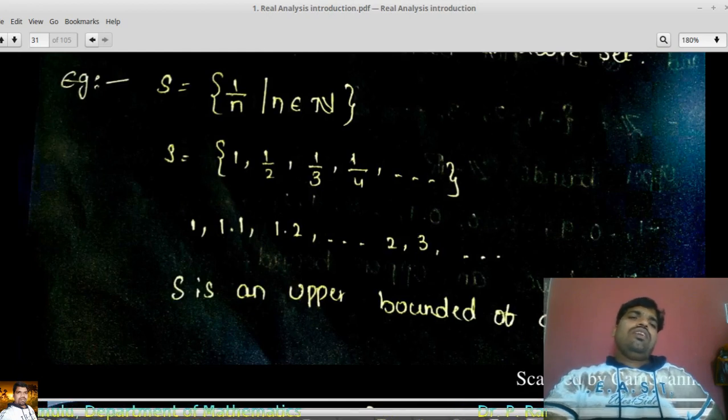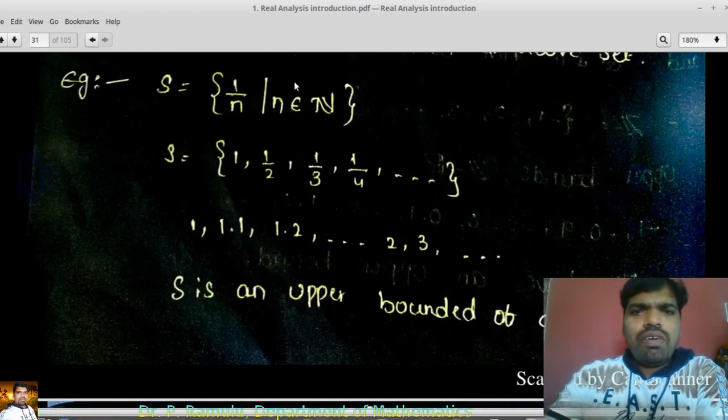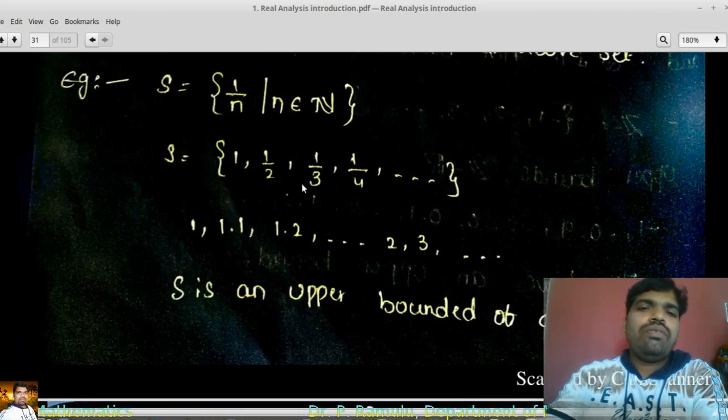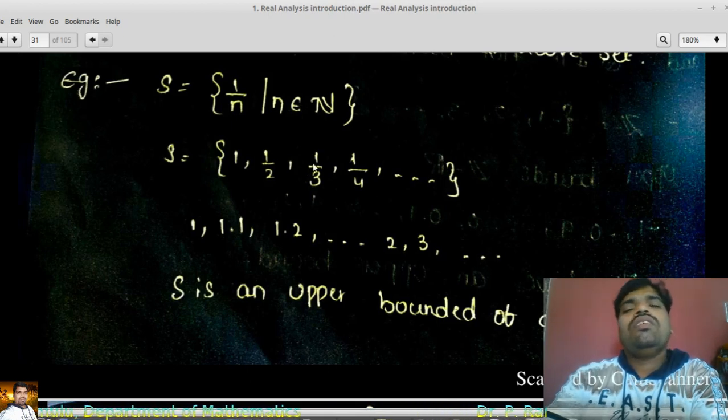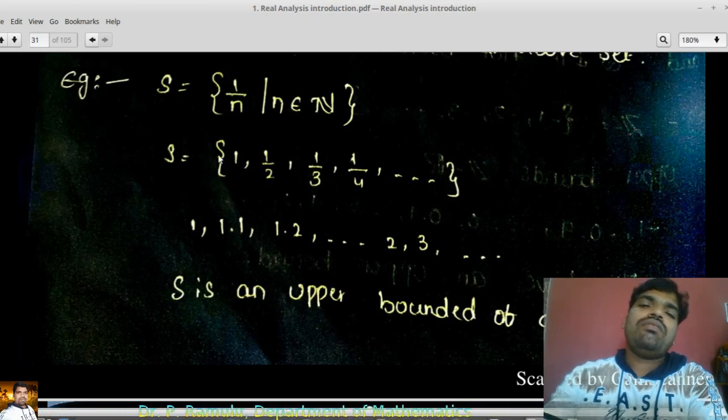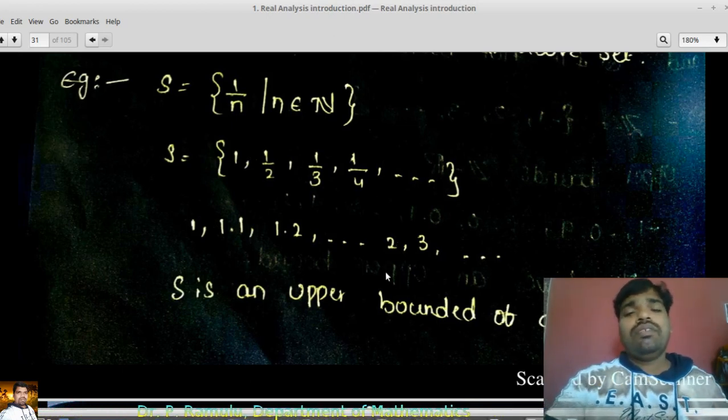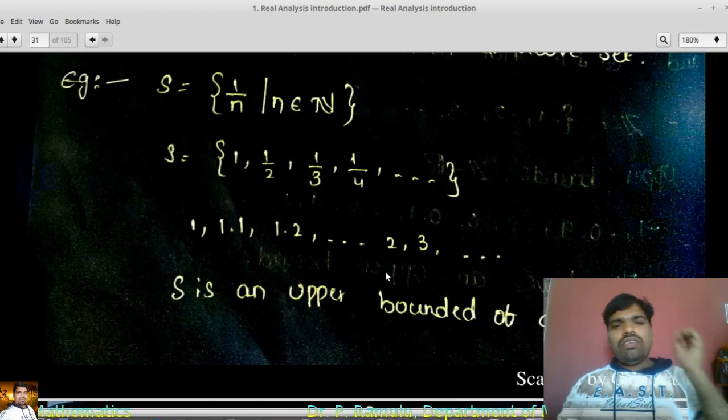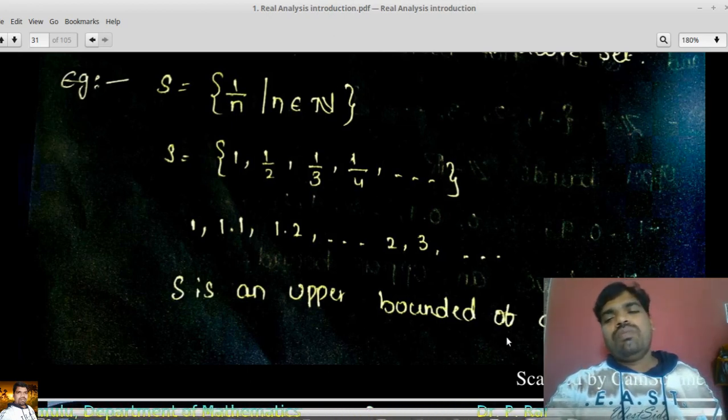So I am taking another example. S is equal to the set of 1 by n such that n belongs to N. S is equal to 1, 1 by 2, 1 by 3, 1 by 4. These are all elements of this set. So the elements of this set are decreasing: 1 by 2, 1 by 3, 1 by 4, going toward 0. 0 is not in the set, but the elements are going to 0. By observing this, we find that 1 is the maximum, the greatest number. So 1, 1.1, 1.2, 1.3, and after 1, any real number is an upper bound. Therefore S has an upper bound and S is a bounded above set.